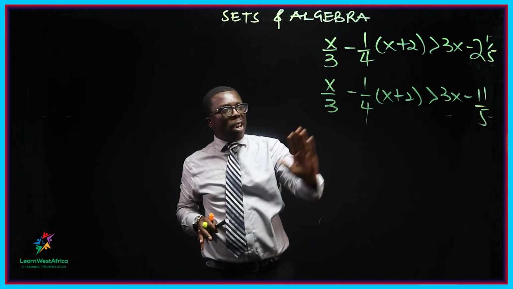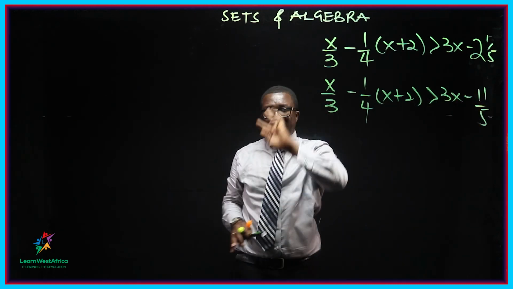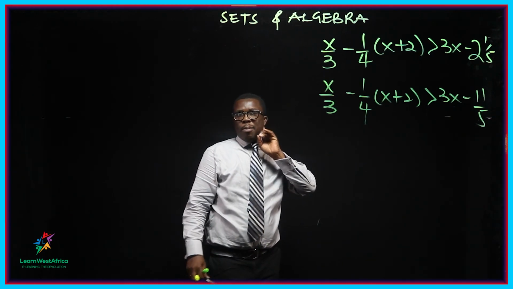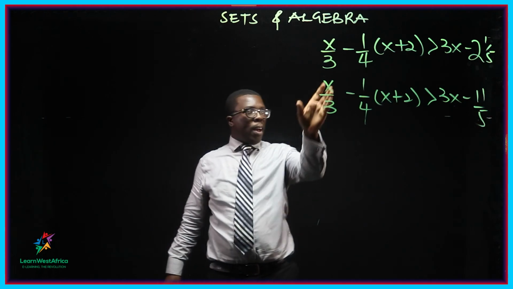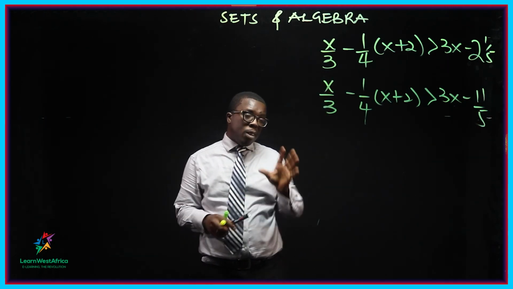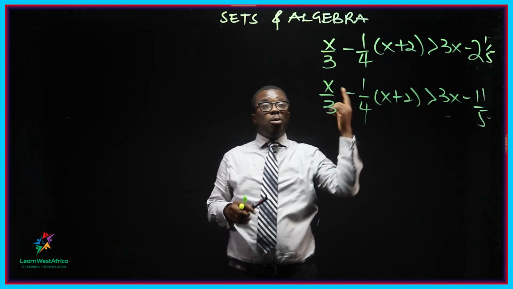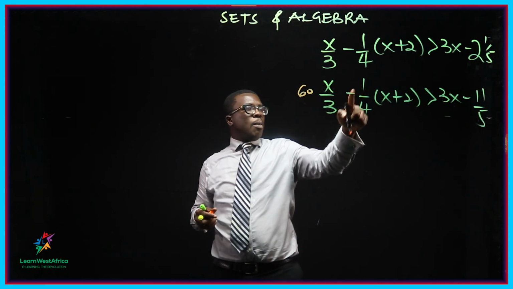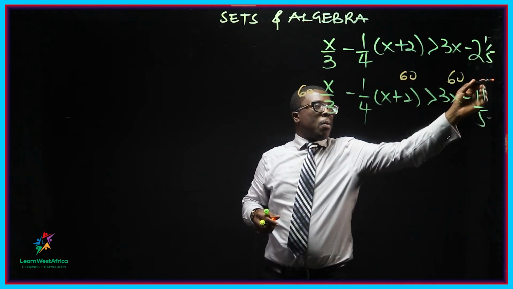We will use the LCM on each term. For x over 3, the LCM is 60, because 3 times 4 is 12, and 12 times 5 is 60. We use 60, and the 60 will multiply every term.